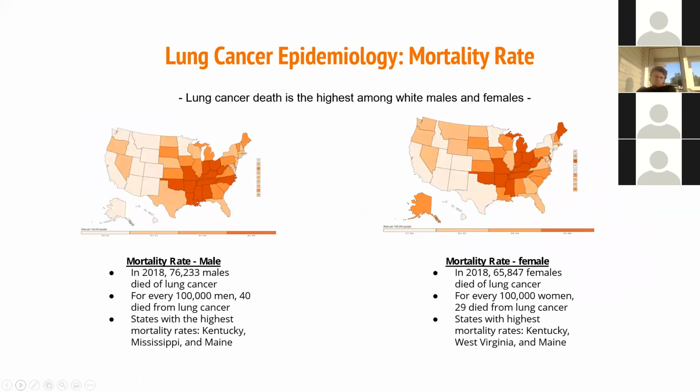For the mortality rate in 2018, roughly 76,000 males died of lung cancer, and for every 100,000 men, 40 died of lung cancer. The states with the highest mortality rate included Mississippi, Maine, and Kentucky. And for women in 2018, roughly 65,000 females died of lung cancer, and for every 100,000 women, 29 died of lung cancer, and the states with the highest mortality rates included Kentucky, West Virginia, and Maine.